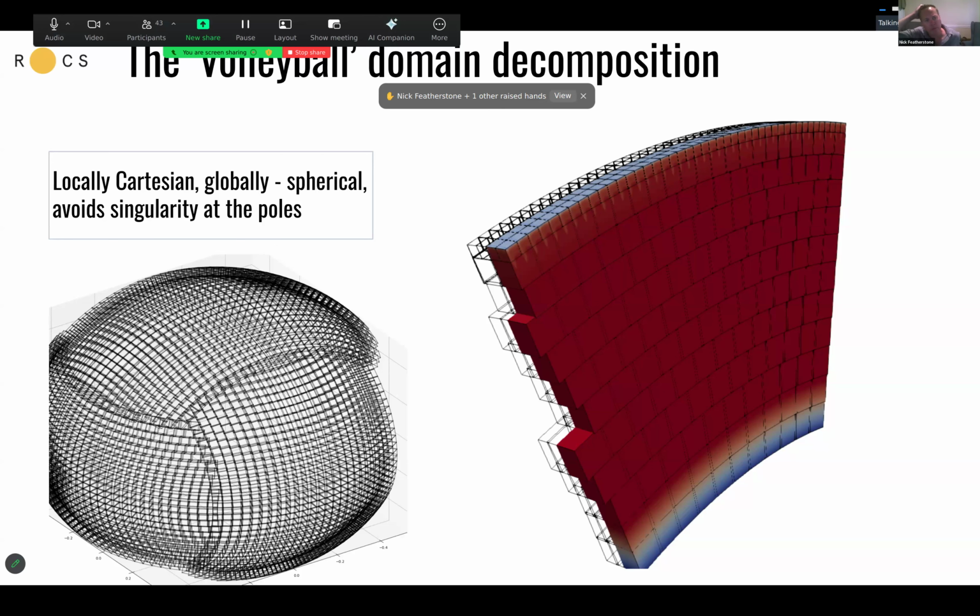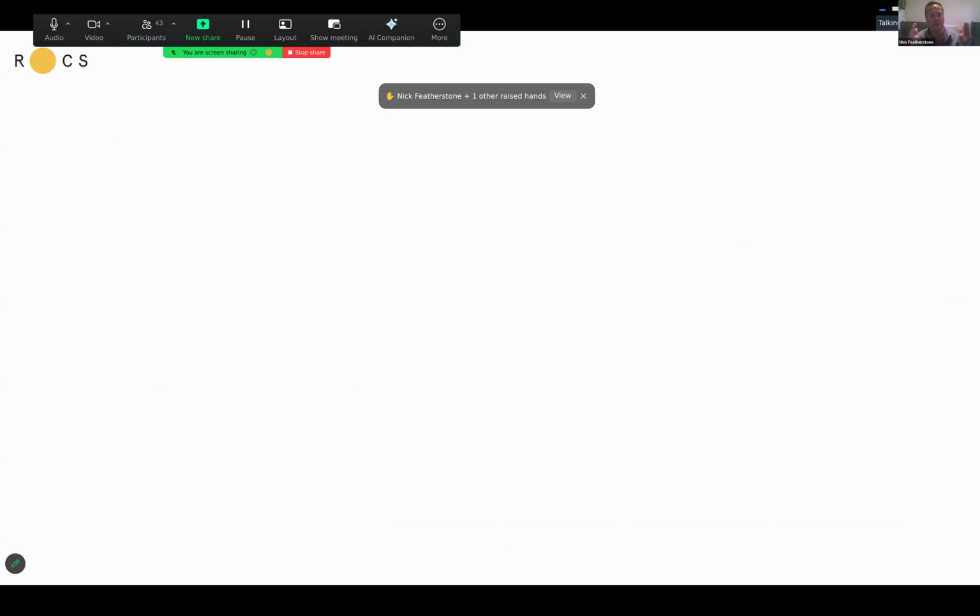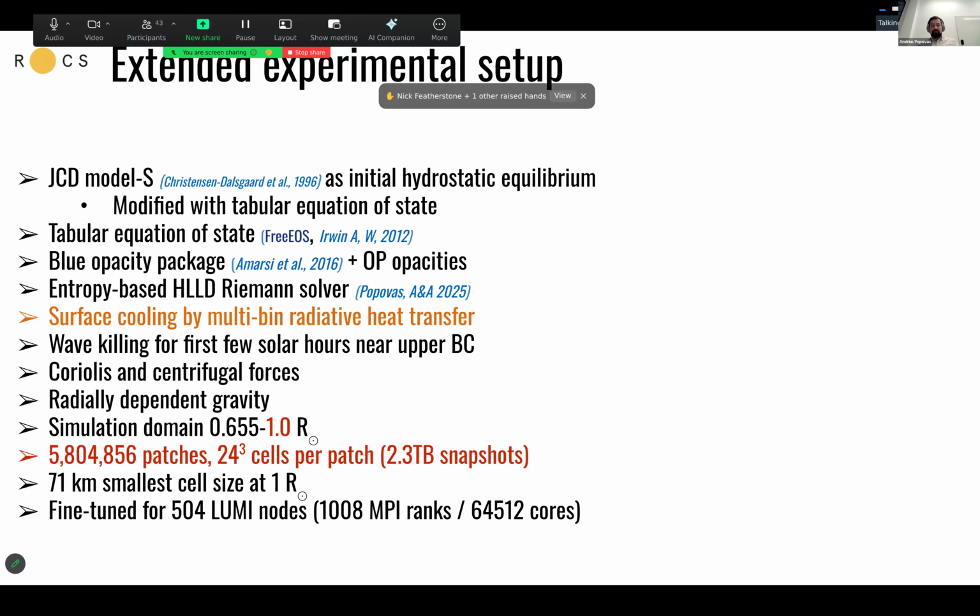Okay. Nick, you have a question? Yeah, I was just curious about how expensive this really is. You showed, for instance, the spherical cut where you could see the surface and the interior. How long could you run that for, and how much did that cost in terms of core hours or something? So this very, very large setup is fine-tuned for 504 nodes, which is 1008 MPI ranks.